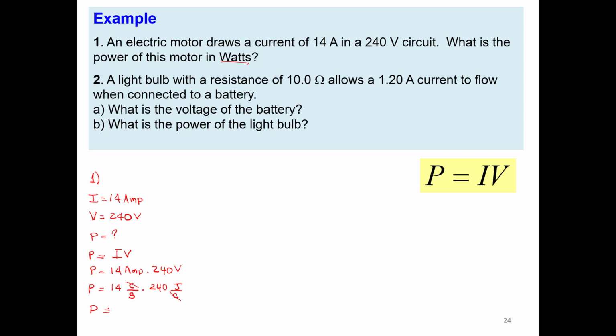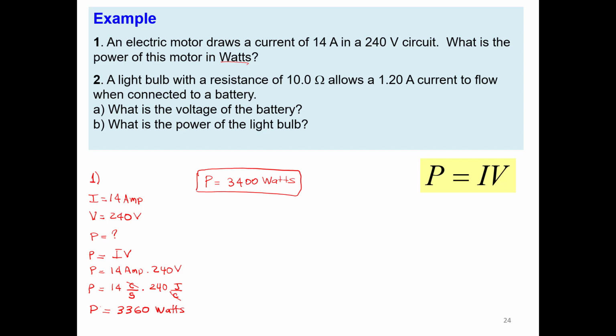The power equals 3,360 watts. Because we had here two significant digits, this will be 3,400 watts. And this will be the power of this motor, 3,400 watts.